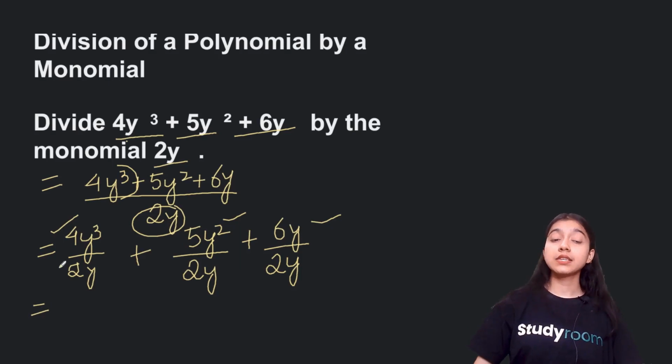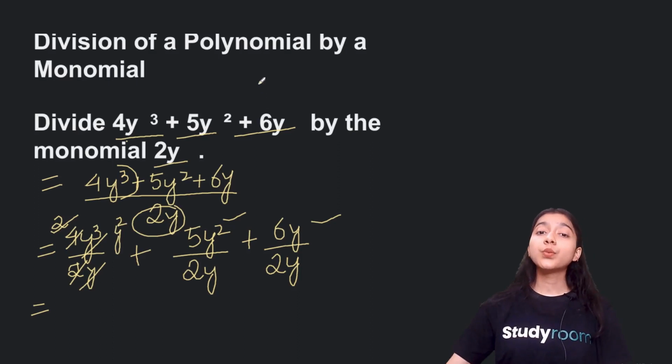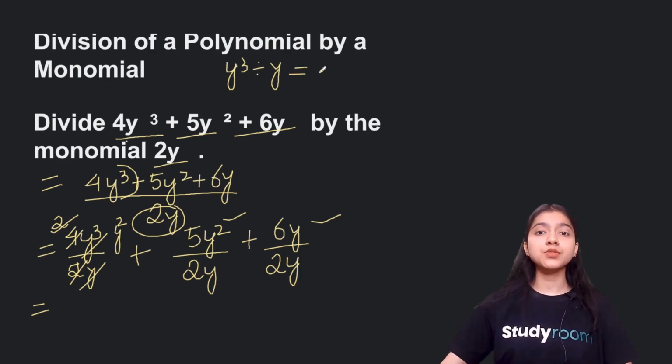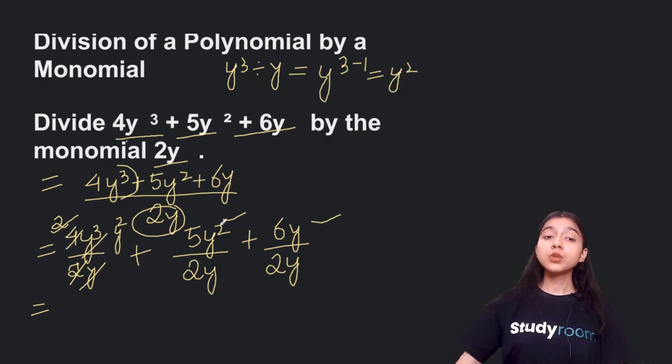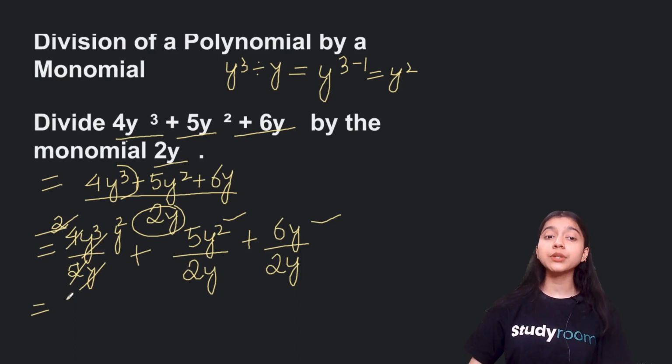So what we have to do is, this 2 will get cancelled with 4 leaving behind 2. Now y will get cancelled out with y cube leaving behind y square. Why? Because y cube is getting divided by y. We know when the bases are the same, their powers will be subtracted. That means y to the power of 3 minus 1, which is equal to y square. So we can say that y square times y gives y cube. So here we have 2 and y square in the numerator. 2 multiplied with y square gives us 2y square from the first term. That means after dividing the first term, we are left with 2y square.